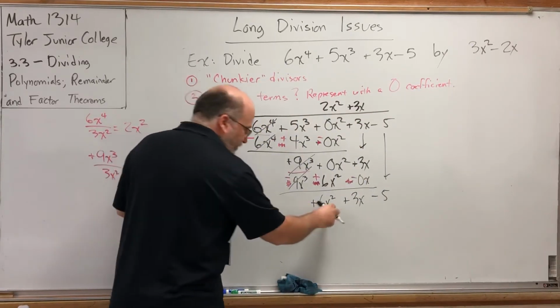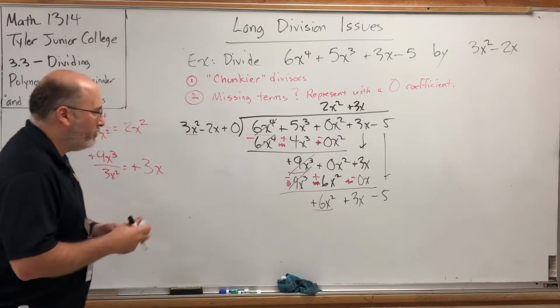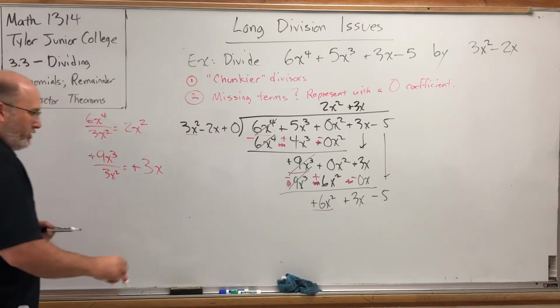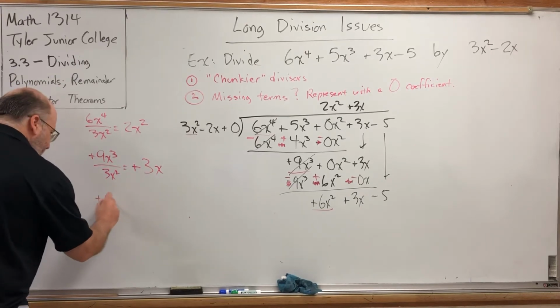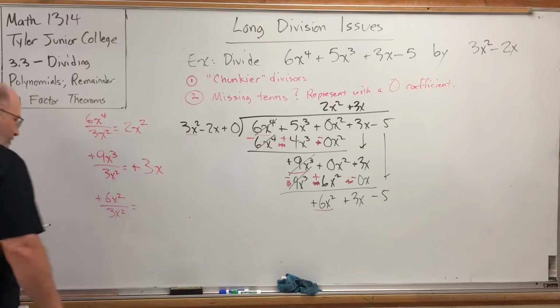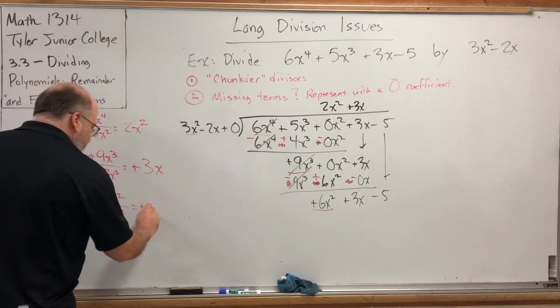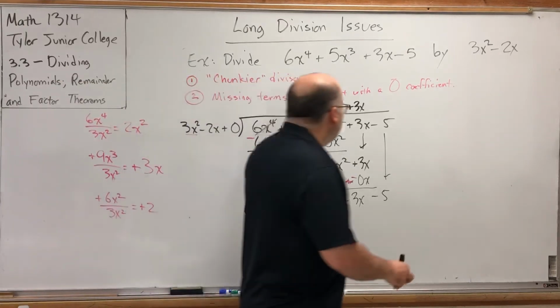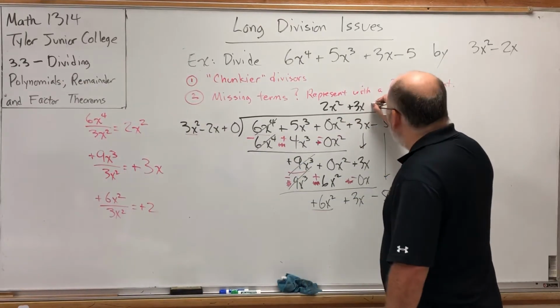And figure out what goes next in the quotient. How many times is 3x squared going to positive 6x squared? Well, let's put positive 6x squared over 3x squared. Positive 6 divided by 3 is positive 2, and the x squareds cancel. So the last term in our quotient is just going to be positive 2.